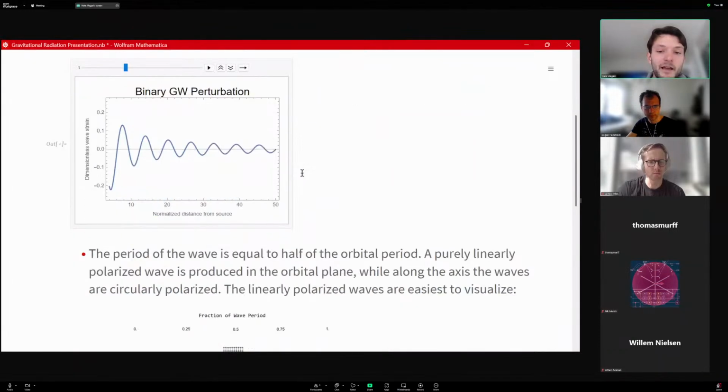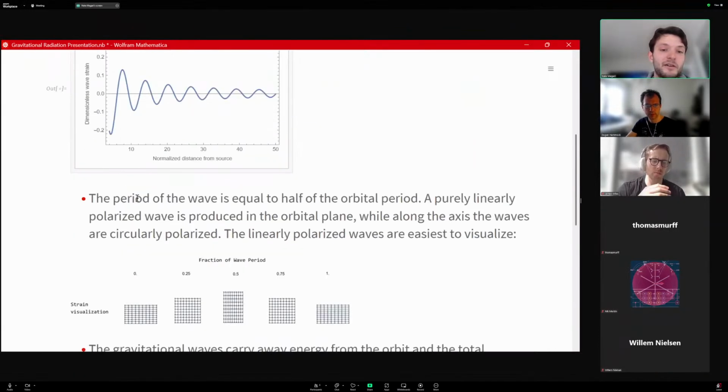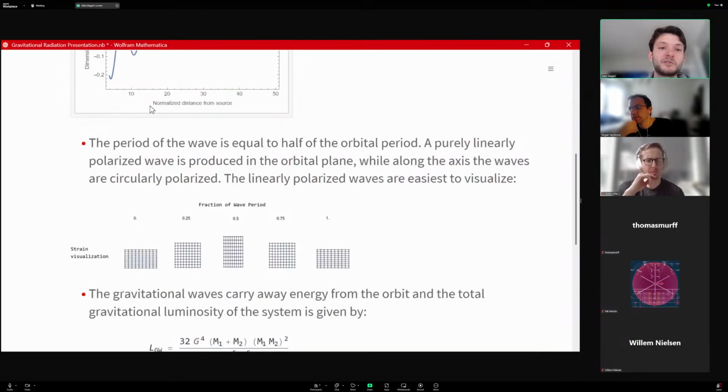And it turns out that the period of the gravitational wave is half of the orbital period. This happens because if we imagine two equal masses, after half of the orbital period, they basically swap places. But if the masses are identical, then we should expect the same kind of wave strain is produced in that situation. So these waves oscillate twice as quickly as the masses orbit each other.